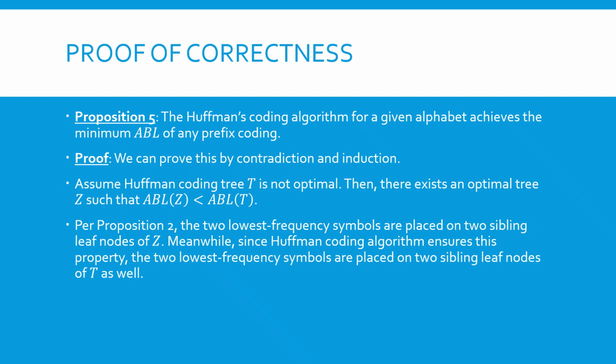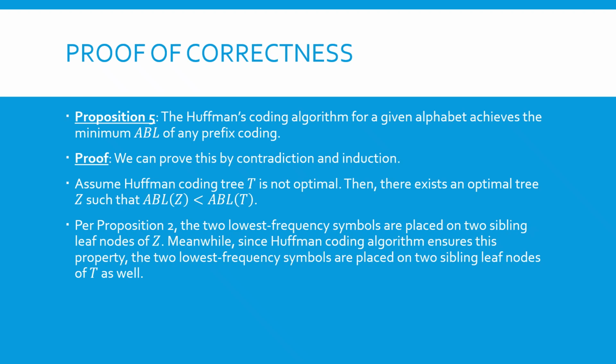We now prove proposition 5, which states that the Huffman coding algorithm minimizes the ABL. We prove this proposition by contradiction and by induction. Let T be the binary tree produced by the Huffman coding algorithm, and assume that T is not optimal. Then there exists an optimal tree Z such that ABL of Z is less than ABL of T.